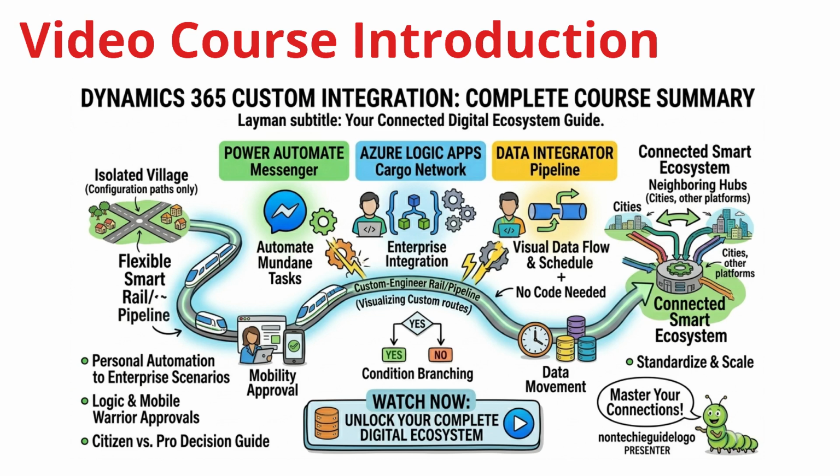We'll custom engineer your flexible smart rails, mastering our 3 native engineers: Power Automate, the automated messenger for mundane tasks, the visual data integrator pipeline, and Azure Logic Apps, the secure enterprise cargo network. Unlock complex branching logic and essential approvals for the modern mobile warrior. Don't operate in a silo. Watch now to standardize, scale, and finally master your connections.